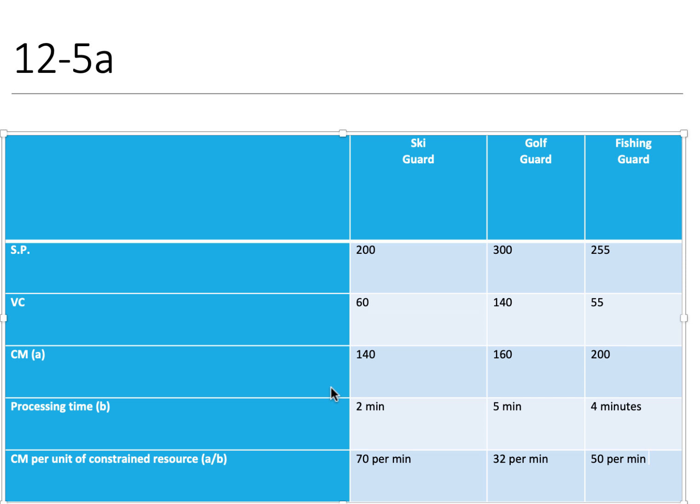So in this case, the answer to number 2, which asks us which product offers the most profitable use of plastic injection molding, well, it's the Ski Guard, right?